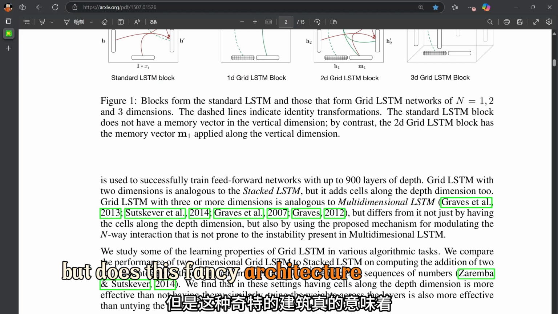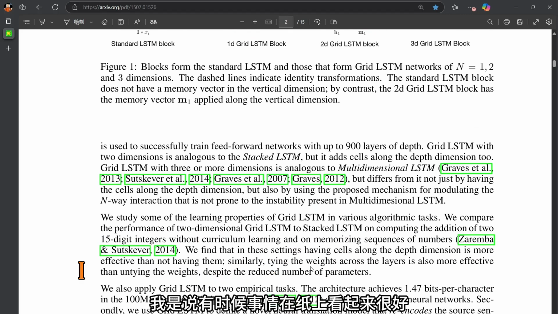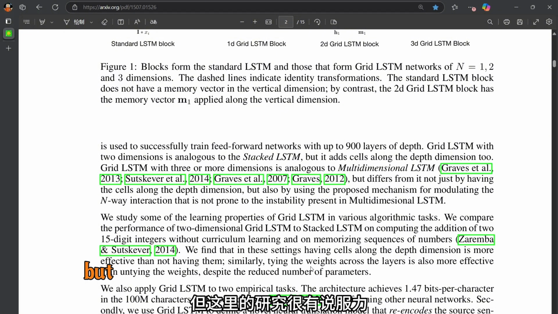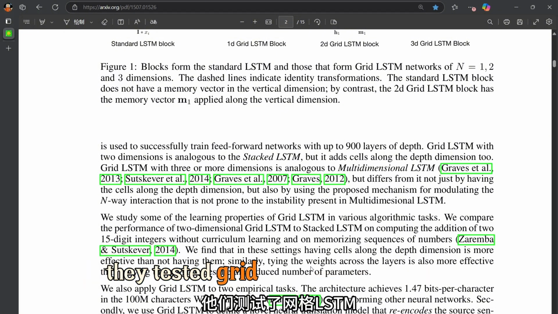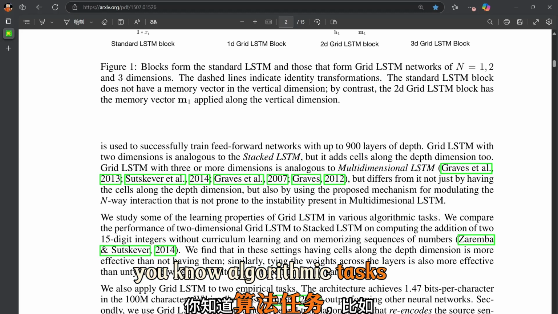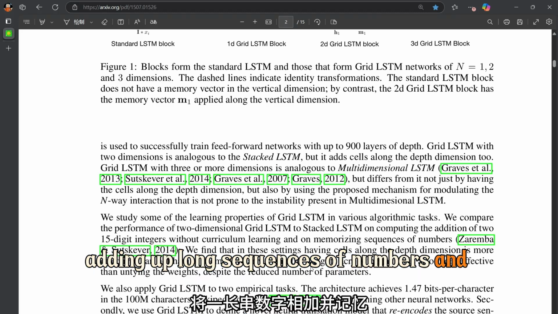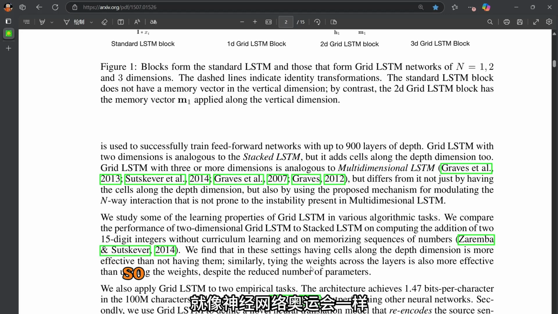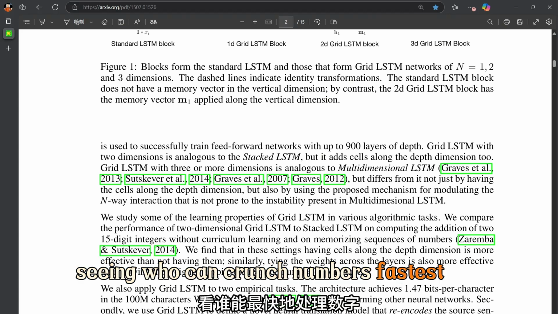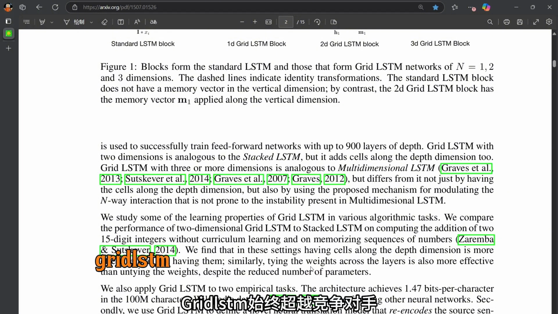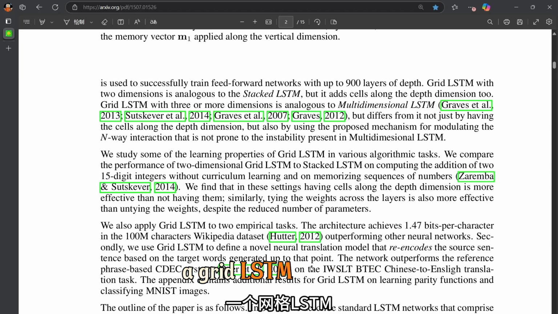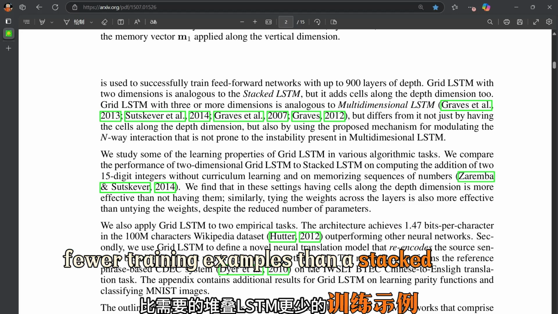But does this fancy architecture actually mean better performance? I mean, sometimes things look good on paper, but don't actually work well in practice. Oh, you're totally right to be skeptical. But the research here is pretty convincing. They tested Grid LSTM on a bunch of algorithmic tasks, like adding up long sequences of numbers and memorizing symbol sequences. And they compared it to traditional stacked LSTMs. So like a neural network Olympics, seeing who can crunch numbers fastest and remember the most. What were the results? Grid LSTM consistently outperformed the competition. For example, in the addition task, a grid LSTM with 18 layers aced the test with way fewer training examples than a stacked LSTM needed.